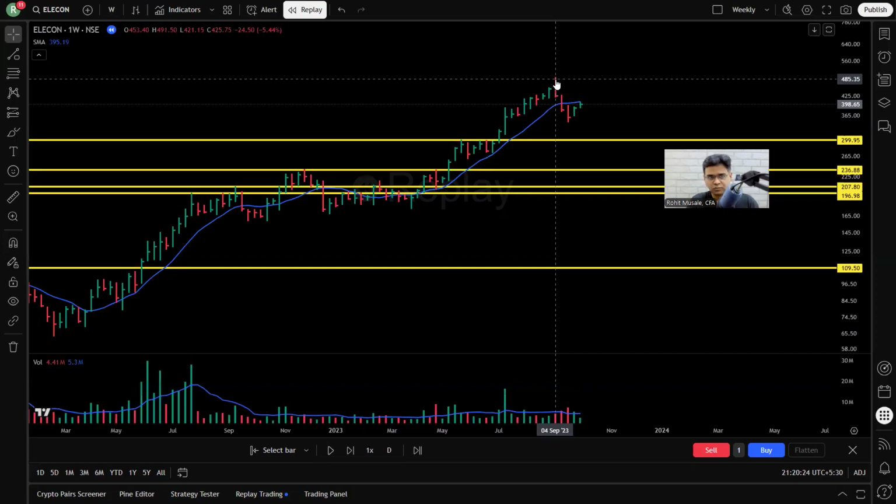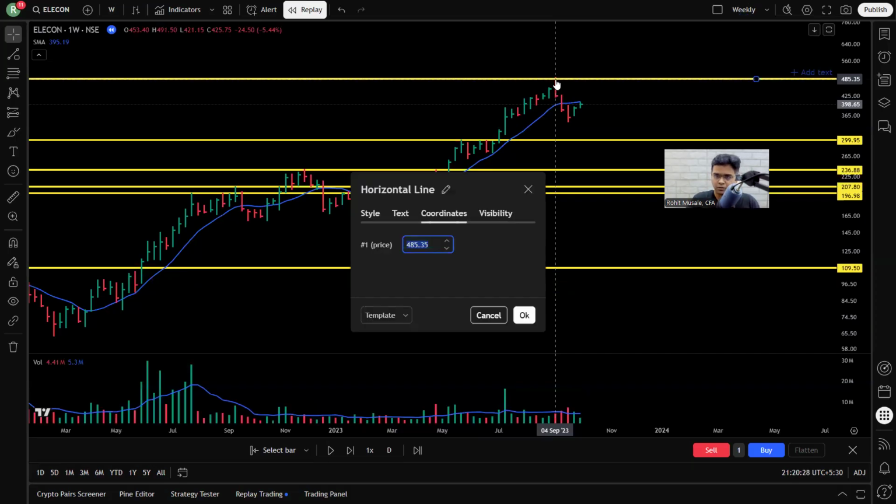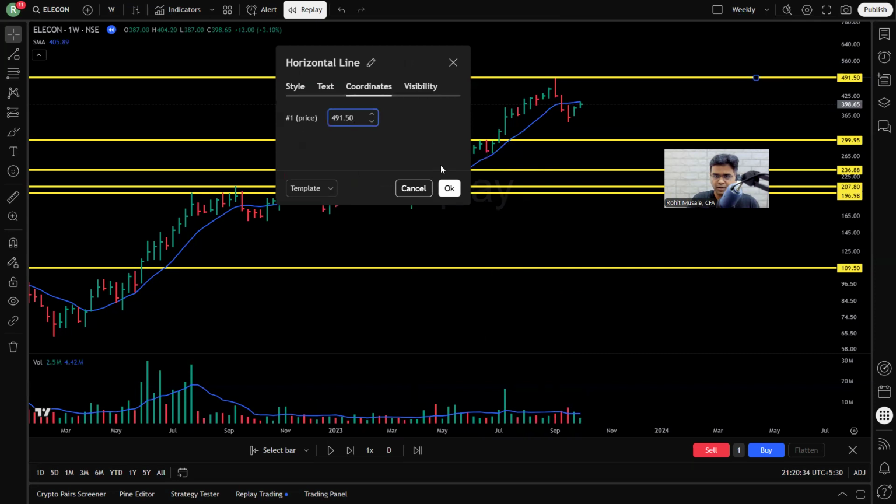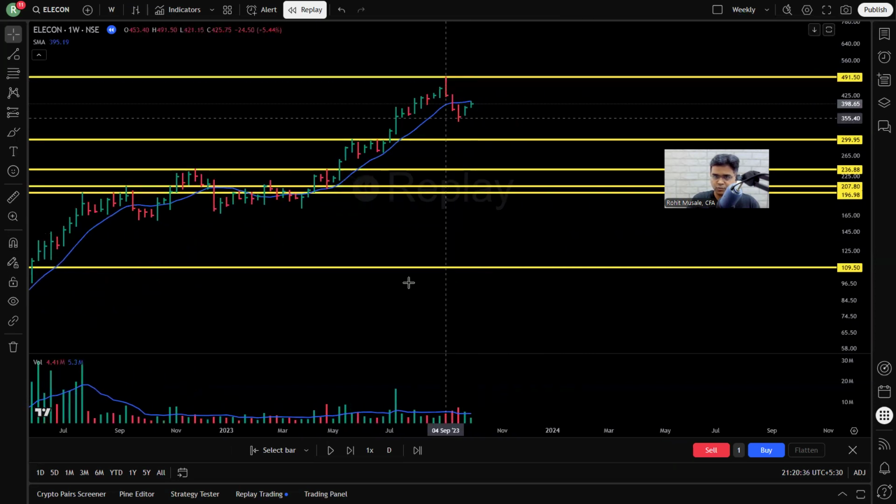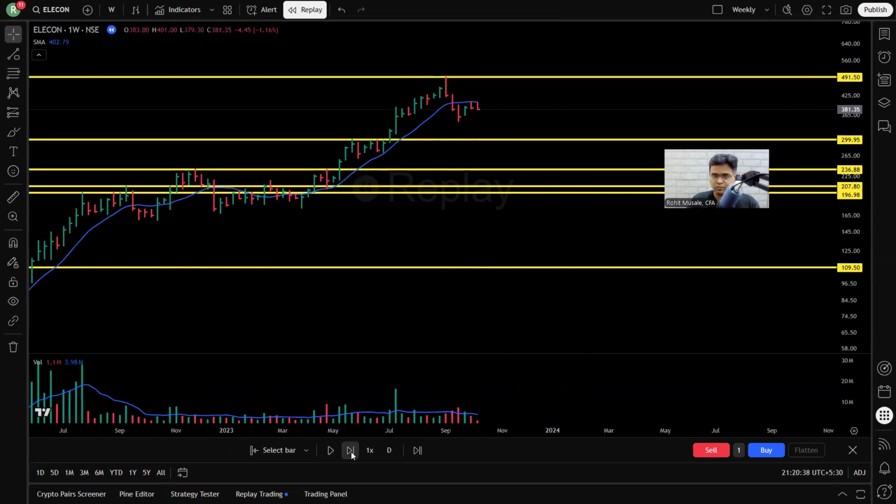So this is 491.50. Okay. This is most likely to be base 4A. Let's move the price forward. Let's see what happens. I have not checked. Does it fail or does it go up?